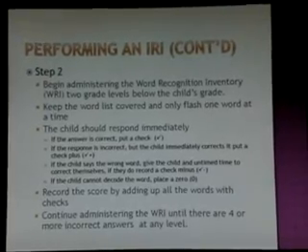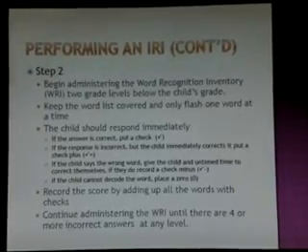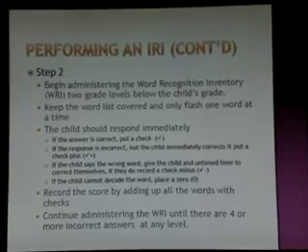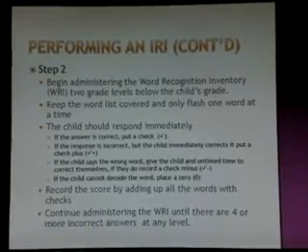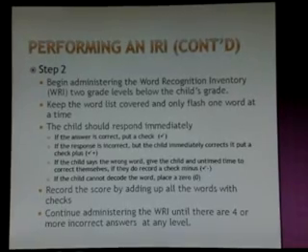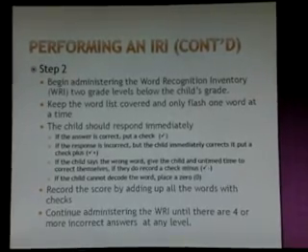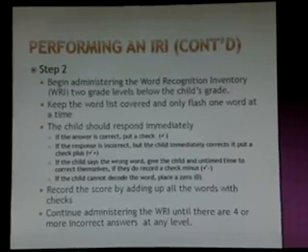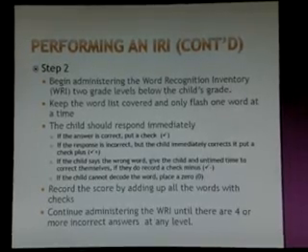After you are done with the word list for that grade level, you record the score by adding up all the words that have the check. This is their score on their WRI. Continue administering the WRI until there are 4 or more incorrect answers at any grade level.